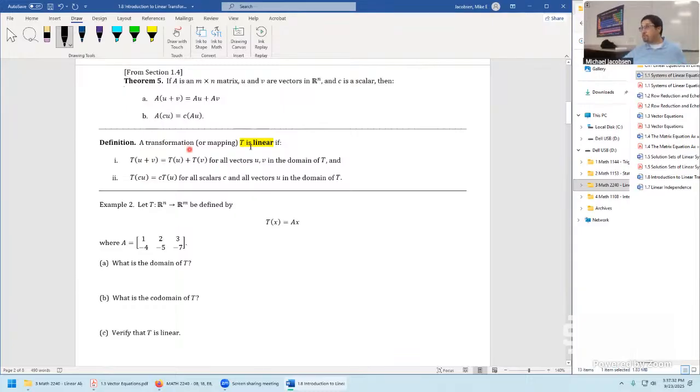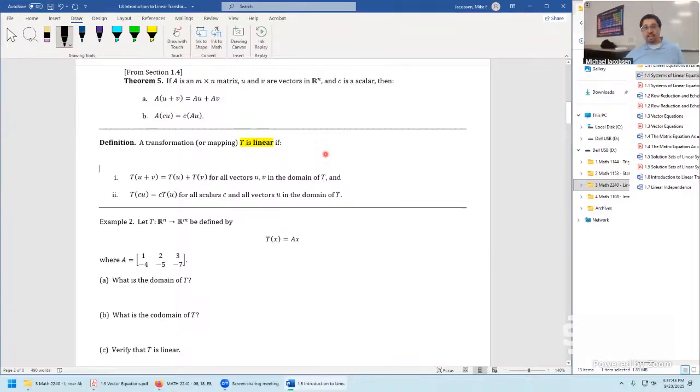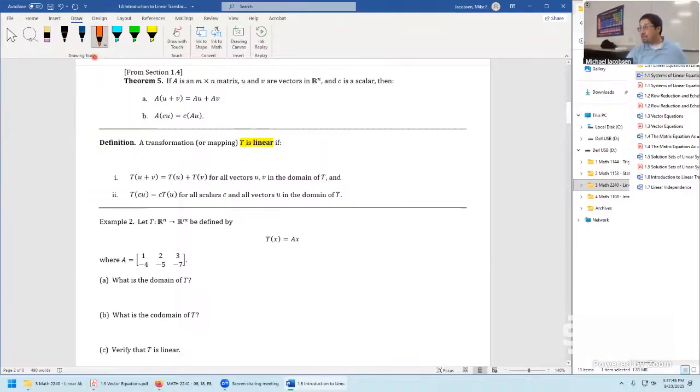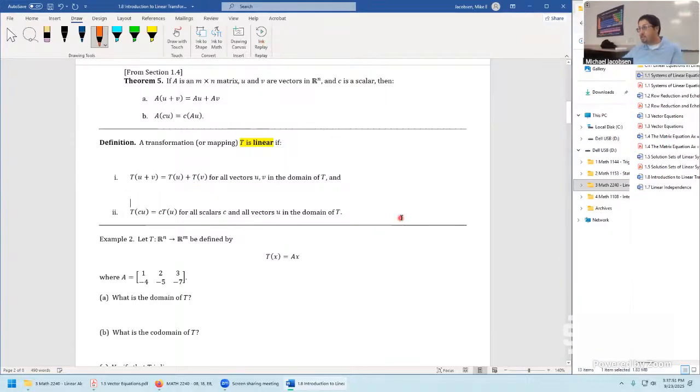Take any vector u and v in the domain of T. The mapping T applied to u plus v is the same as the outputs T of u plus T of v. This doesn't seem like much when you look at it on first glance, but it's really saying a lot. This is an operation preserving property.